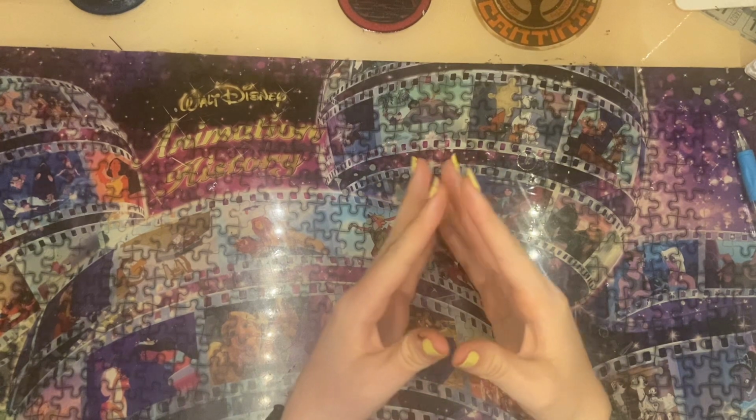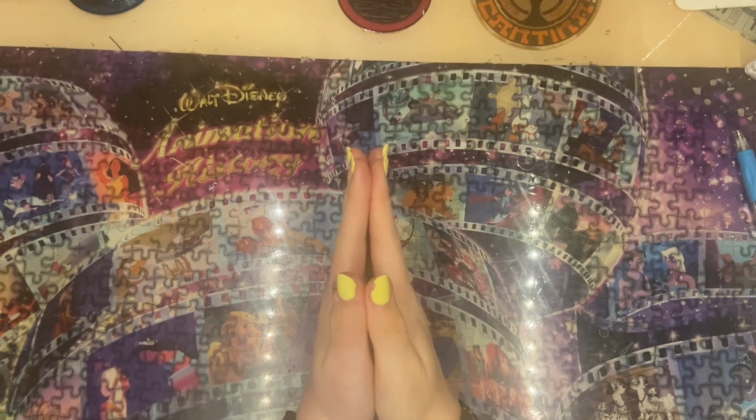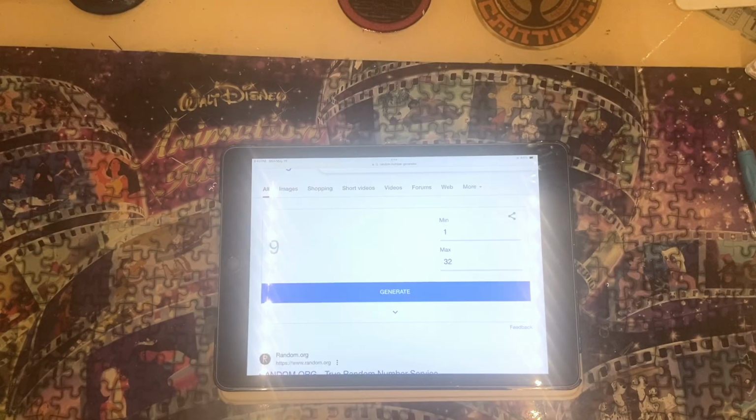Okay, well, Bluey and Bingo are done. That looked pretty good. So let's pick the next one. Technically, there are only 31 options now. But I'll figure that out later.